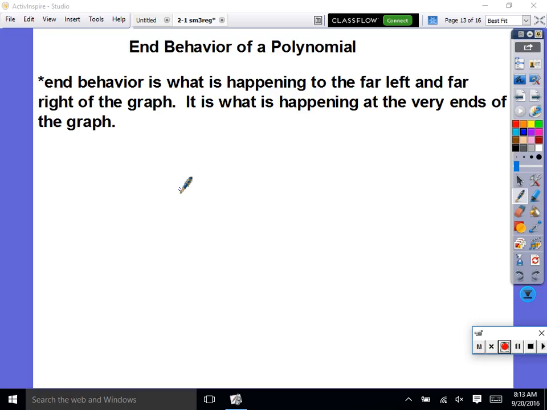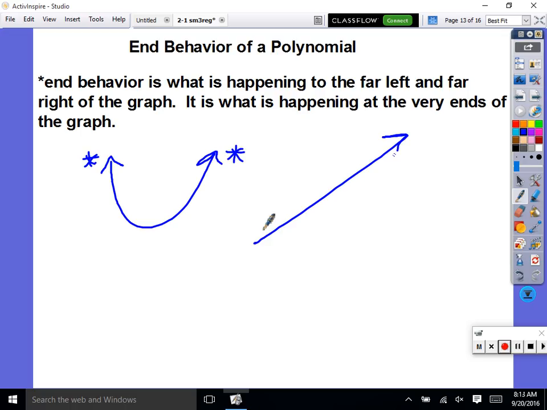Okay. So if we have a quadratic, the end behavior is what's happening to the far end of the graph. So like over here and over here. And we'll talk about end behavior in context in a minute. If we're looking at a line, we're looking at the far ends of the graph. So we're looking at what's happening here and here. Does everybody understand what I mean when I say end behavior? It's what's happening to the far left and far right of a graph.